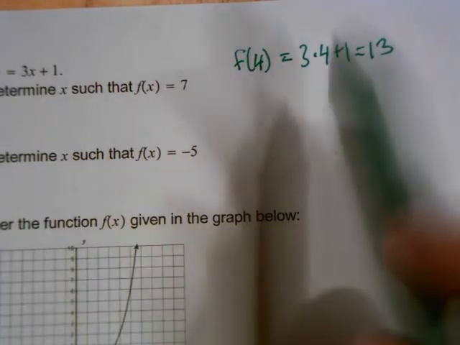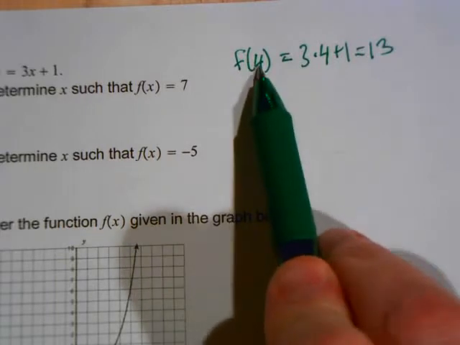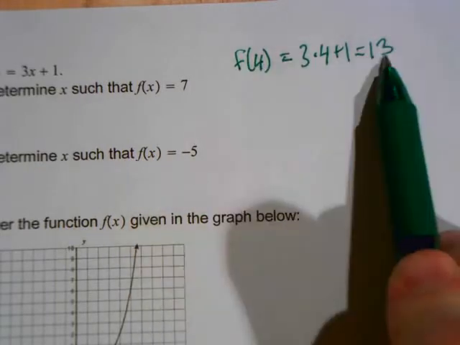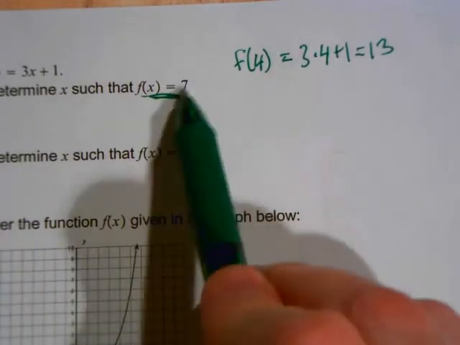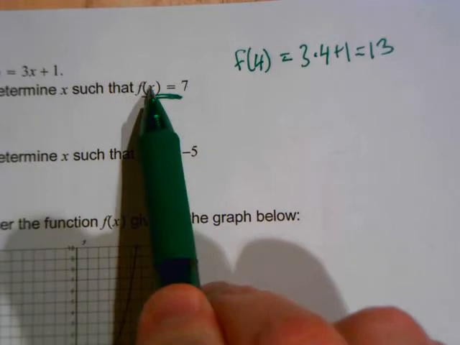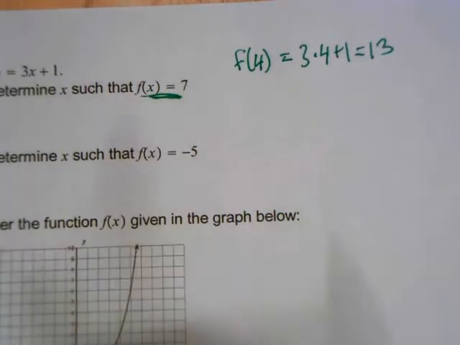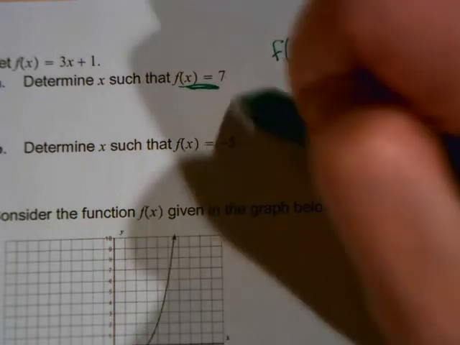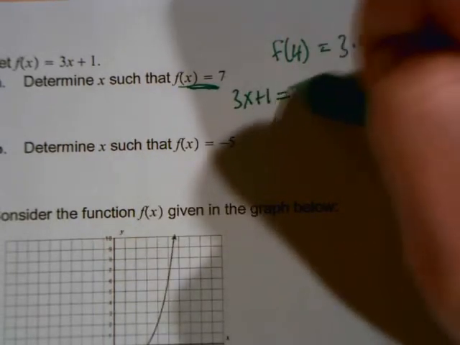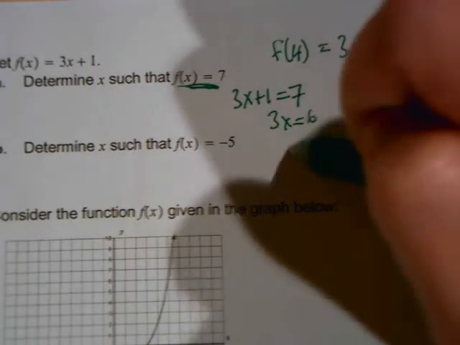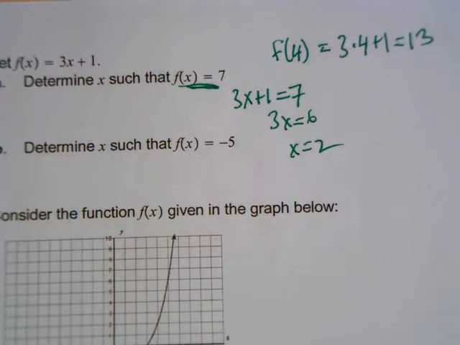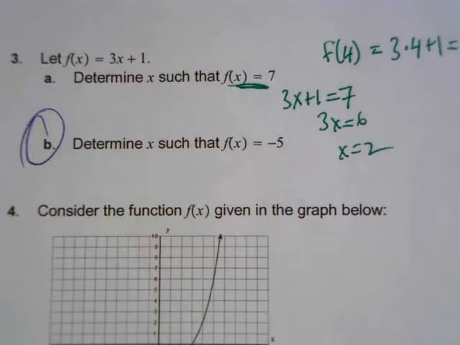In other words, all I did here is I told you the x number is 4, and you went ahead and figured out the y number is 13. This symbol now says I'm telling you the y number is 7. You need to tell me what the x number is. A lot of fancy symbols for saying 3x plus 1 equals 7. Solve that equation. I subtract 1 from both sides. 3x is 6. Divide. x is 2. Alright. B. Another one for you.